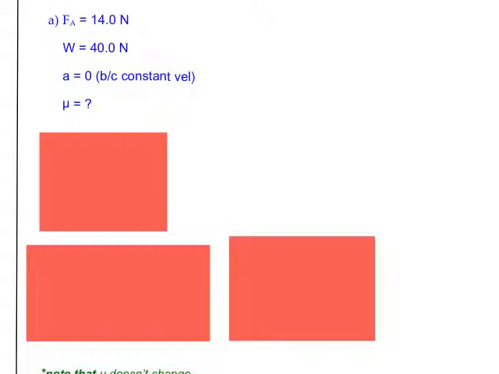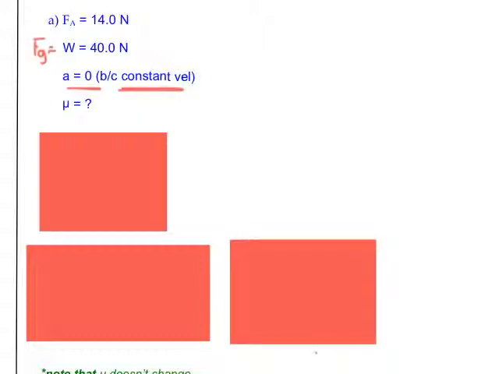So I've listed everything that's given. Remember that gravitational force and weight are the same thing. You can use either notation. And I also wrote in another piece of information that the acceleration is 0 because we have constant velocity, and we're looking for the coefficient of friction.